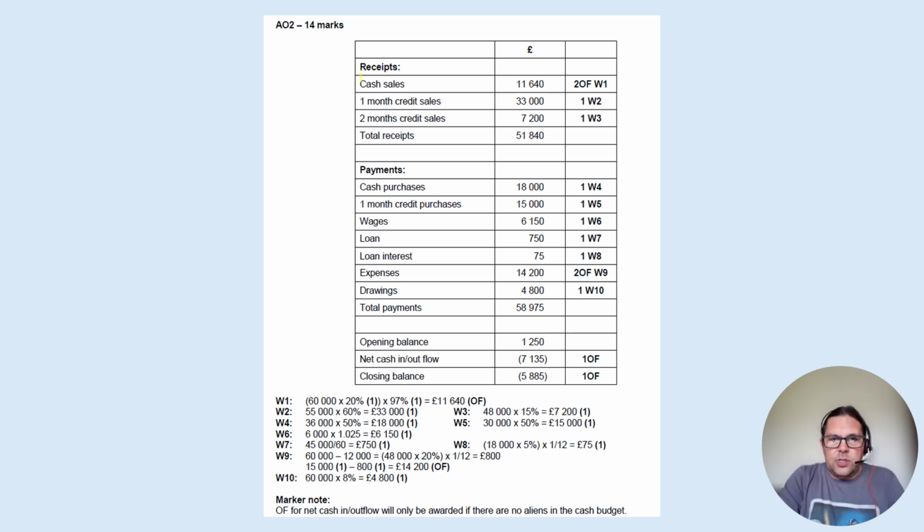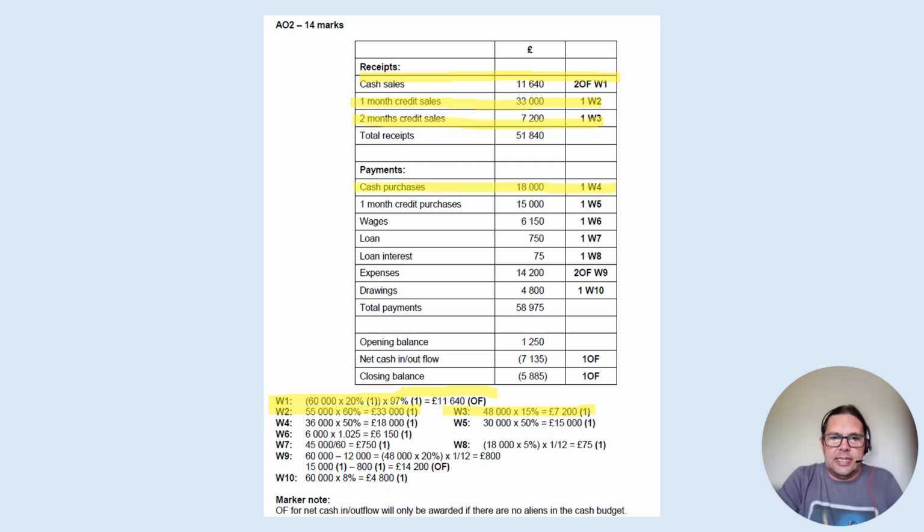So we've got our cash sales here of 11,640. You're going to get 2 marks for that, because if you forgot the 3% discount, you could still get a mark. So you get 11,640. It doesn't say this in the mark scheme, but primarily if it's not in the layout, you might not get full marks. But it does depend on the particular question sometimes. 1 month credit sales, £33,000, so 60% of the previous month. And then we've got 2 months credit sales, which are the ones for November, and that is 15% of November's. That gives you the 7,200. Then we've got our total receipts, or our total inflows, of 51,840.